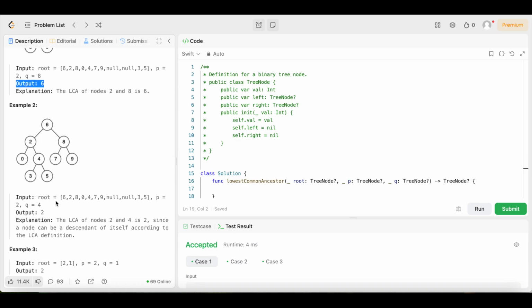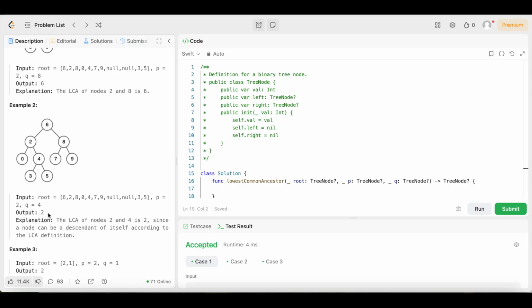And the example 2, the root equals a binary search tree 6, 2, 8, 0, 4, 7, 9, 3 and 5. But this time P equals 2 and Q equals 4. As you can see, 2 is right here, the root of the left subtree, and 4 is right here as a child node on the left subtree.